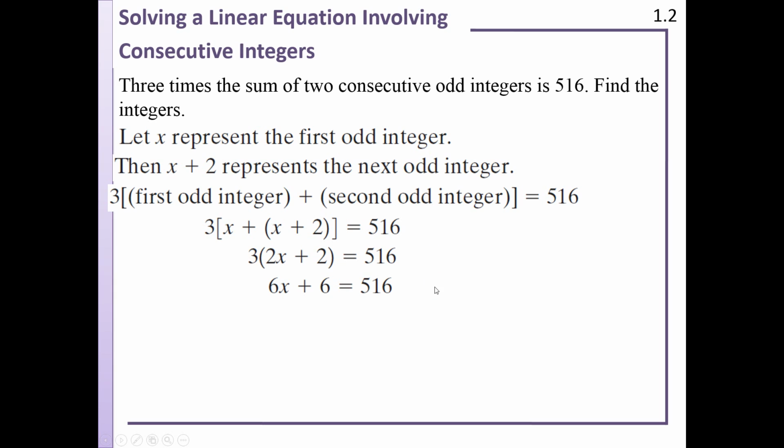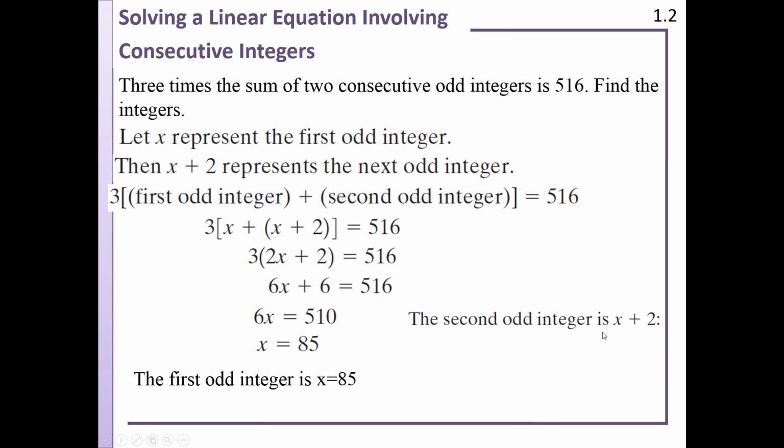Again, we'll isolate the variable, subtract 6 from both sides, divide by the coefficient. The first integer is 85. So if the first integer is 85, the second integer must be 87.